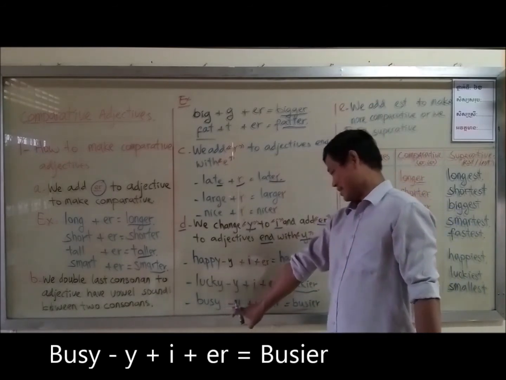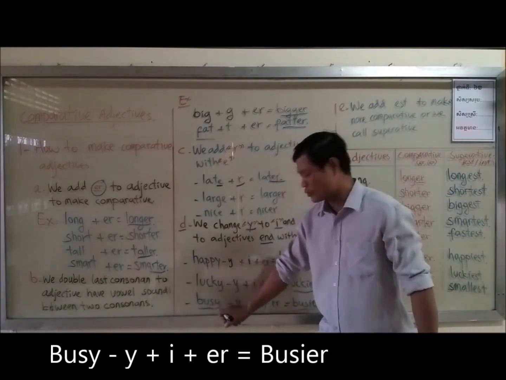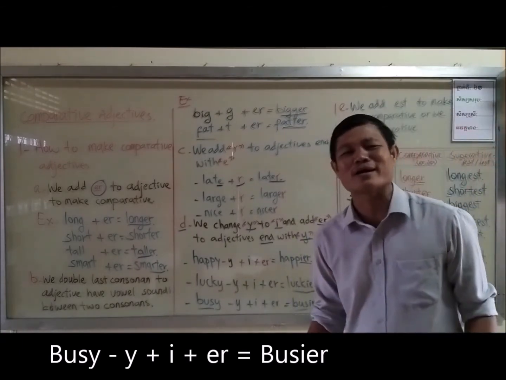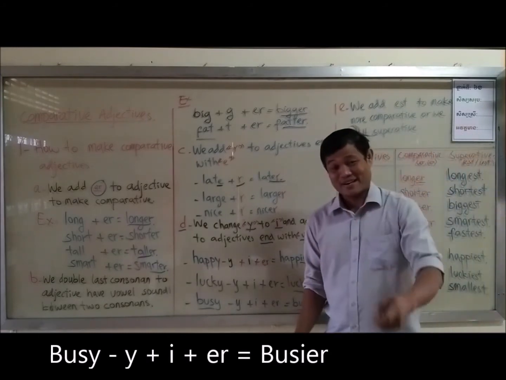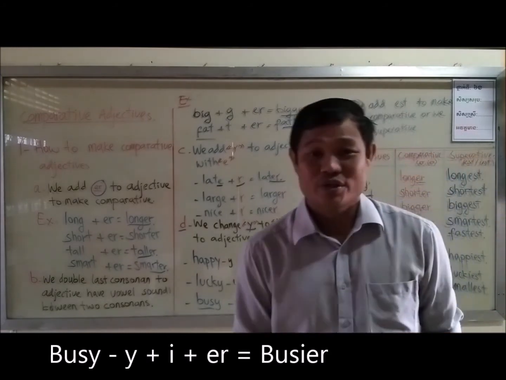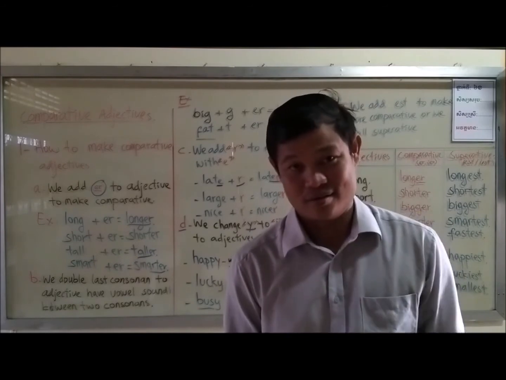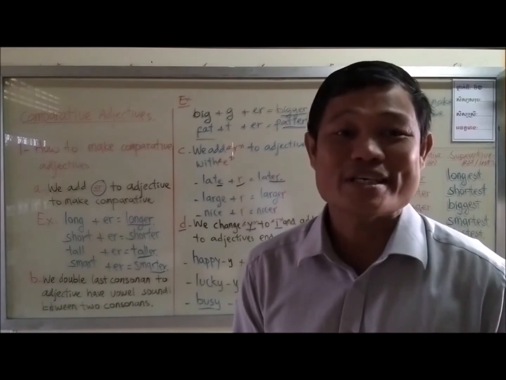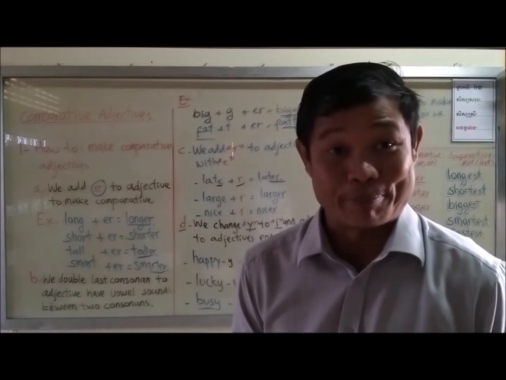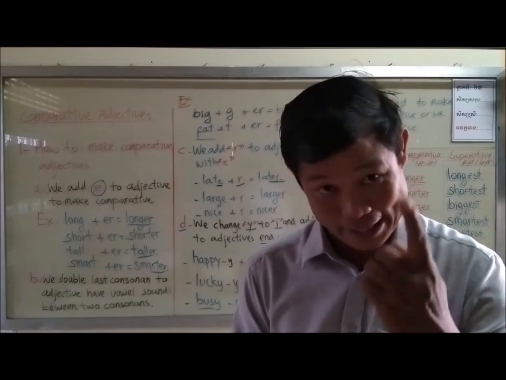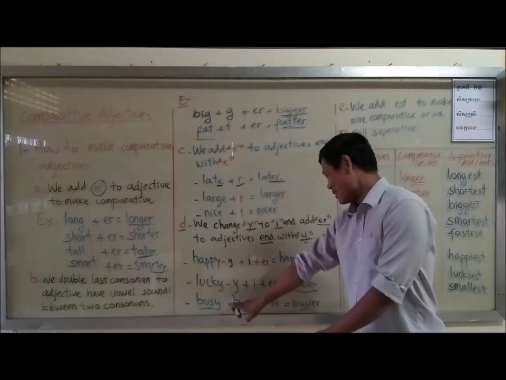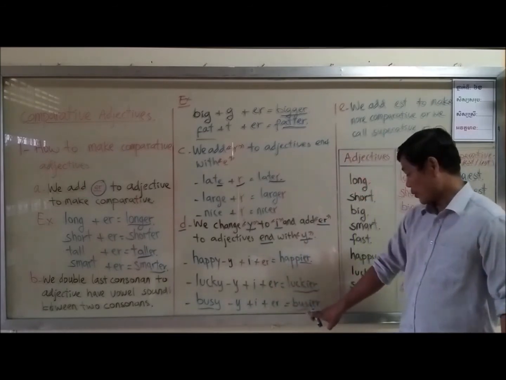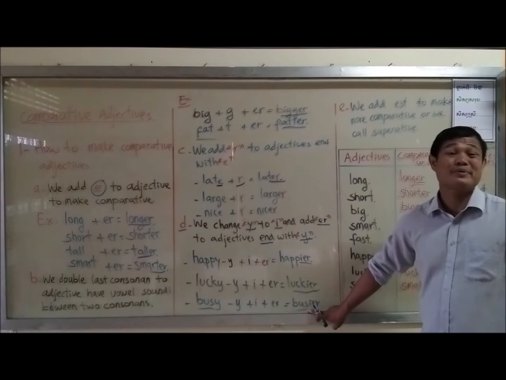Okay, now busy. This one we got busy. You know busy? I am very, very busy. Are you busy? Of course. If you are good, you have to be busy learning. Don't be busy playing games. Busy, we remove Y out, we add I and ER: busier. Can you say busier?